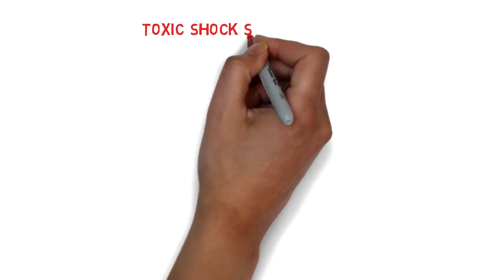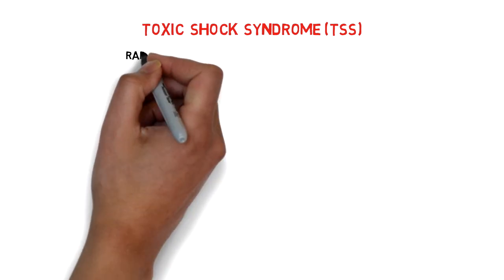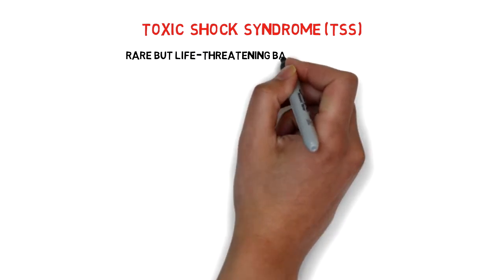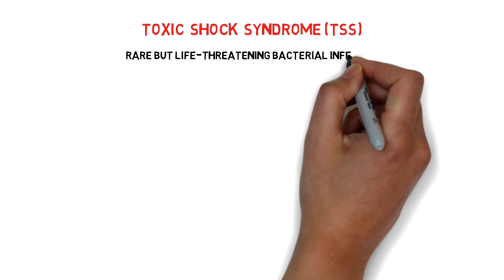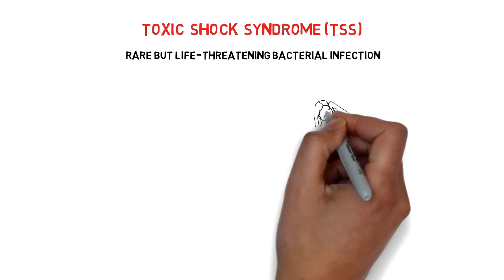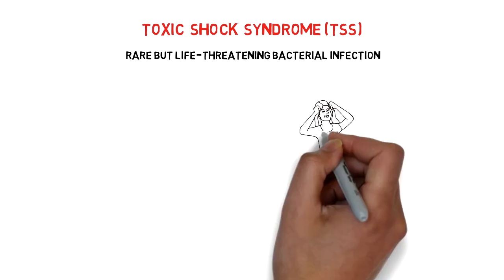Now let's go over toxic shock syndrome. This is what I would like to end this presentation with, and it is important. Toxic shock syndrome is a life-threatening bacterial infection, but it's also very rare. It is often caused by a bacteria called Staphylococcus aureus, which is actually a very common bacteria that can be naturally found on the surface of our skin.